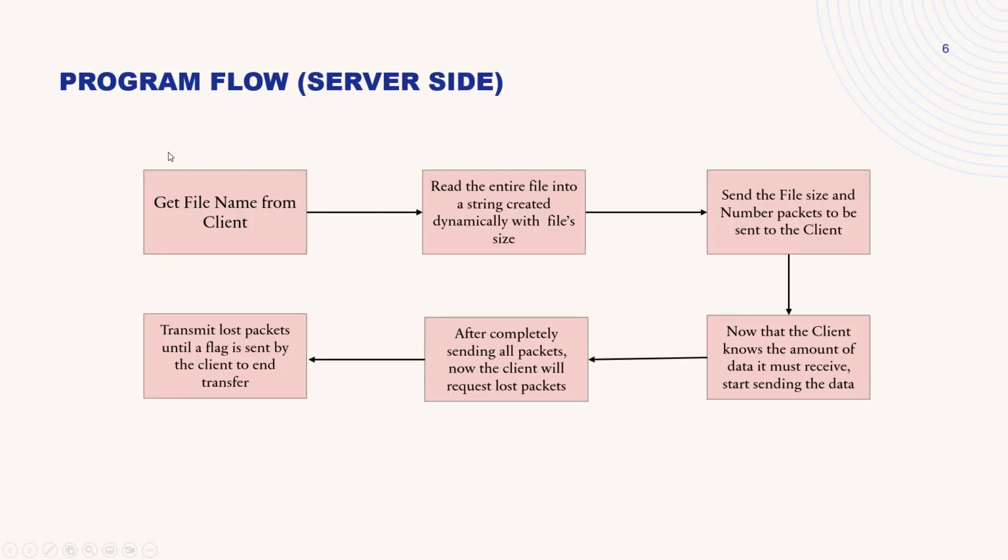Okay, so now let's look at the program flow. We explained it briefly in the previous slide, so let's take a look at a diagram. On the server side, we're going to get the file name from the client. Then we're going to read the file and put it into a local buffer in memory. Then we're going to send the file size and the number of packets to the client. This is very important, because this is the way the client knows what packets it has to receive and what packets it hasn't.